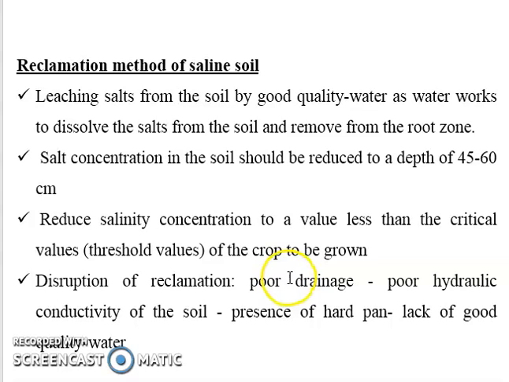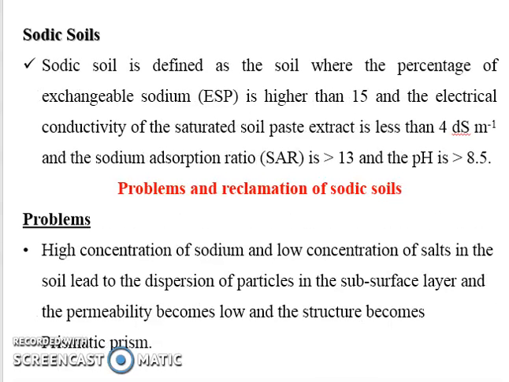Disruption of reclamation. If there is poor drainage or poor hydraulic conductivity of the soil, you have to construct a good drainage system to remove the salt. For poor hydraulic conductivity, add gypsum to improve aggregation. Prevent the presence of a hard pan, so you have to look for a solution to overcome this problem by deep plowing or whatever. You have to use good water for salt water reclamation.